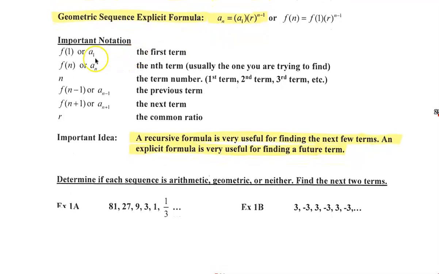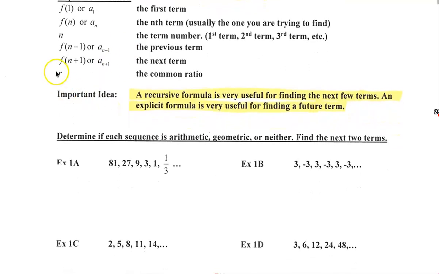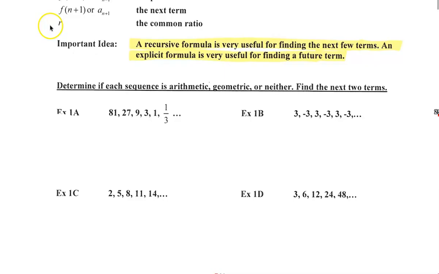All the same terms are the same, right? A1 means the first term. An means the nth term. Like if you want the 30th term, A30 would be the 30th term. n is a term number, so if it's the 30th term, n is 30. And n minus 1 means the previous term, n plus 1 means the next term. And r is the common ratio. As I mentioned, a recursive formula is very useful to find the next few terms, while an explicit formula is very useful for finding a future term, like one far in advance.